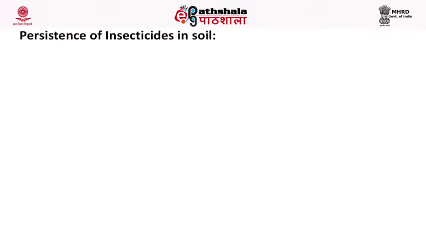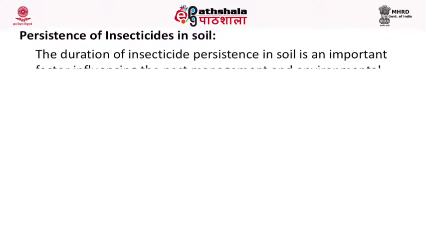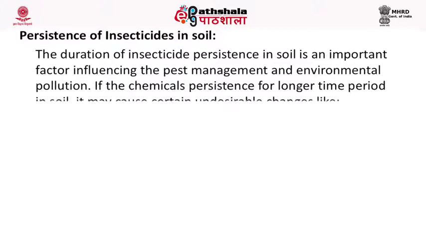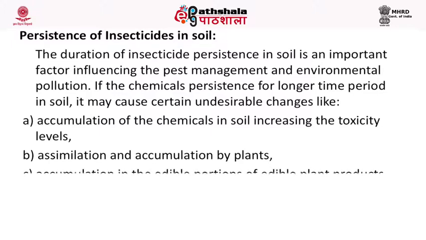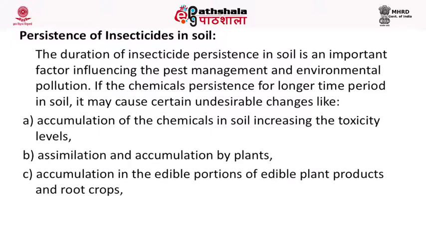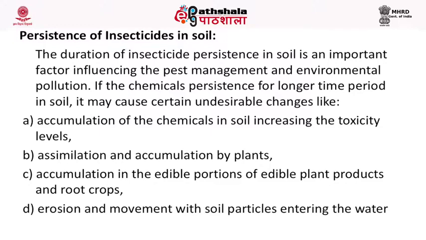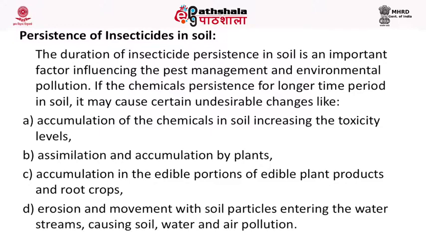Now, the persistence of insecticides in the soil. The duration of insecticide persistence in the soil is an important factor influencing pest management and environmental pollution. If the chemical persists for a longer time period in soil, it may cause certain undesirable changes like accumulation of the chemicals in soil, increasing the toxicity level, assimilation and accumulation by the plants. Next, accumulation in the edible portion of edible plants, products and root crops. Next, erosion and movement with soil particles entering the water streams, causing soil, water and air pollution.